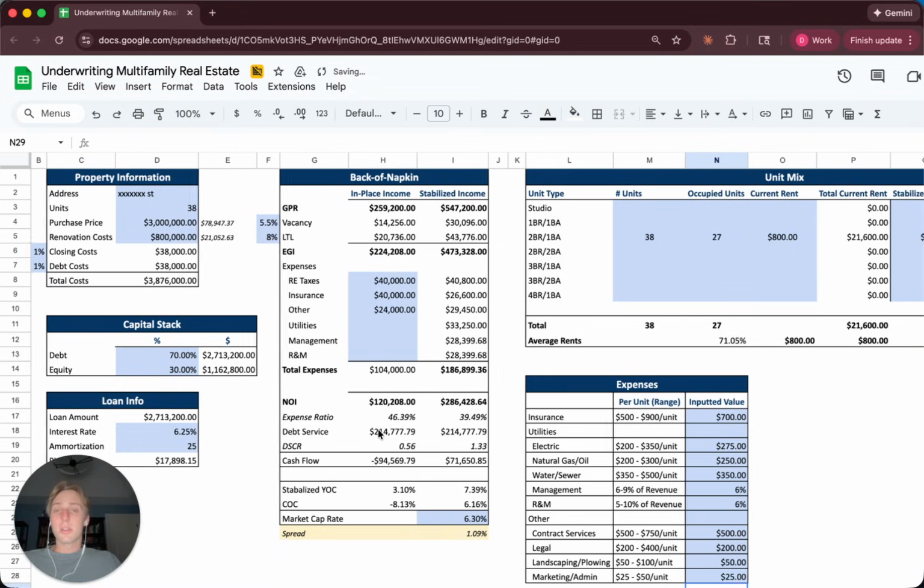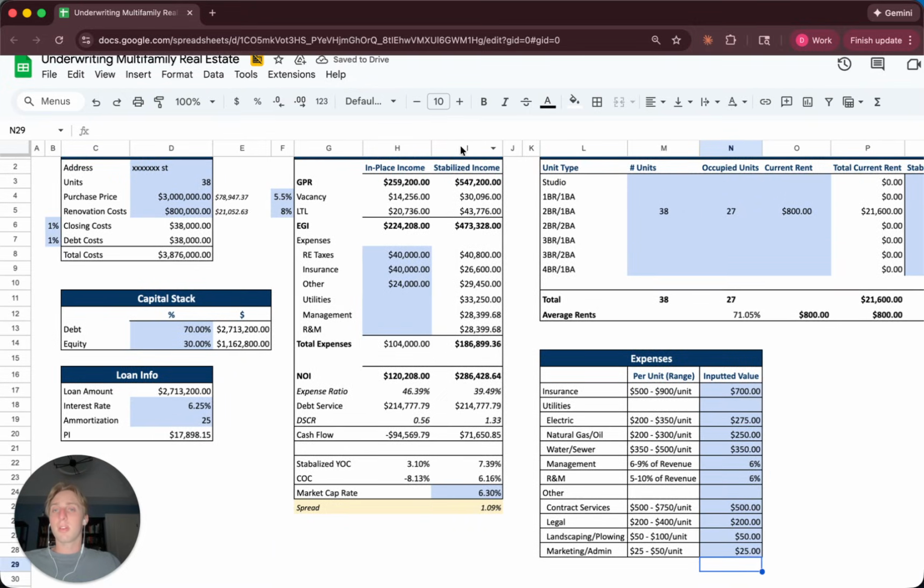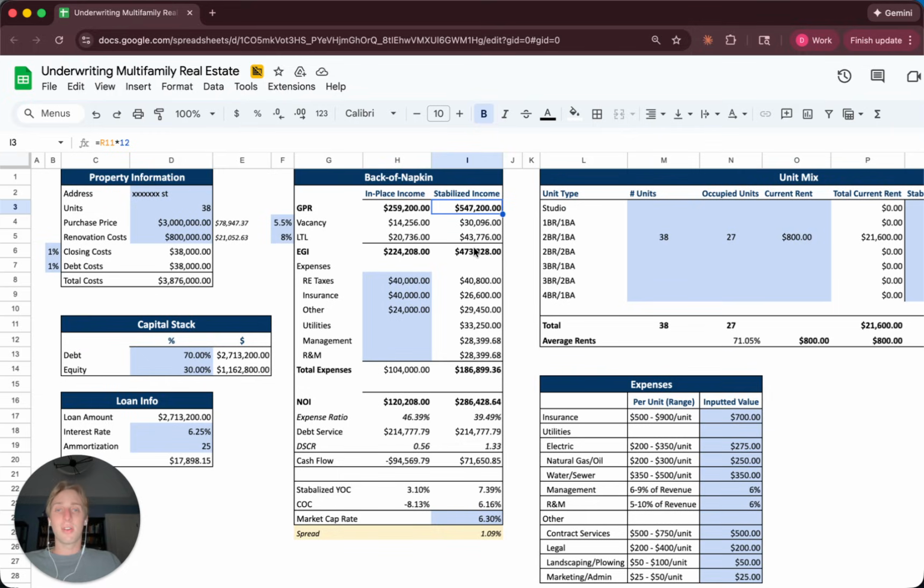So now we'll go and see what our stabilized return is. If we look over here, we're saying we're going to do 547 grand in income. After our vacancy, after our loss to lease, we're expecting an EGI, aka effective gross income, of about 473 grand. Now let's go and look at our expenses.